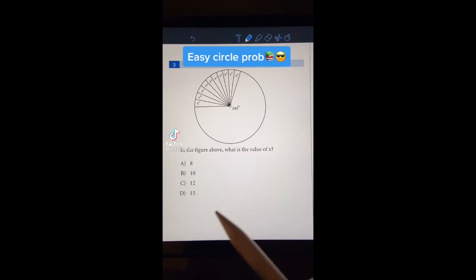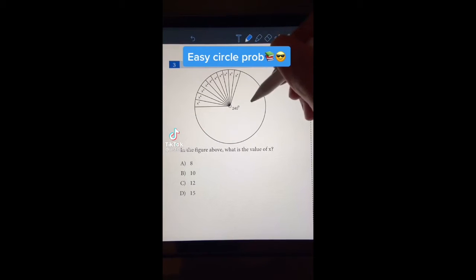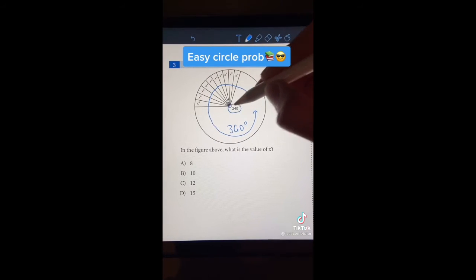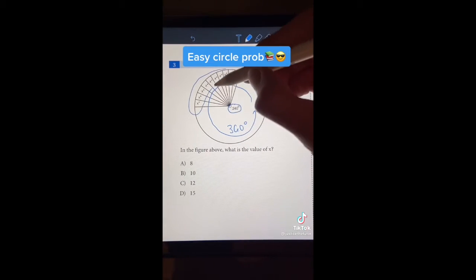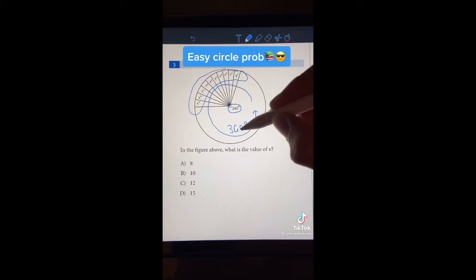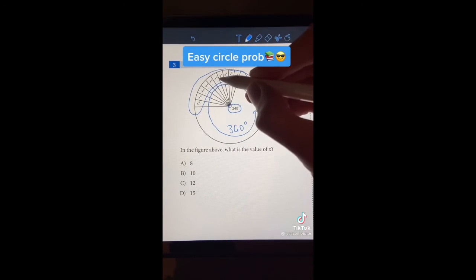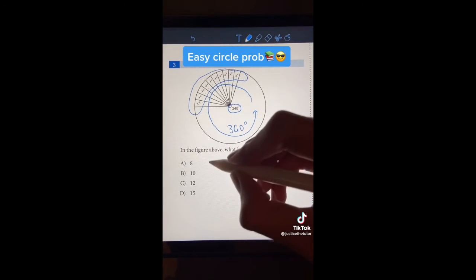We can solve this in 20 seconds just by remembering this one thing. So in a complete circle, all of the angles are always going to add up to 360 degrees. And there's already 240 degrees here. That means that 240 plus all of these x's have to add up to 360 degrees. So let's just count these x's. So we have 1, 2, 3, 4, 5, 6, 7, 8, 9, 10 x's.